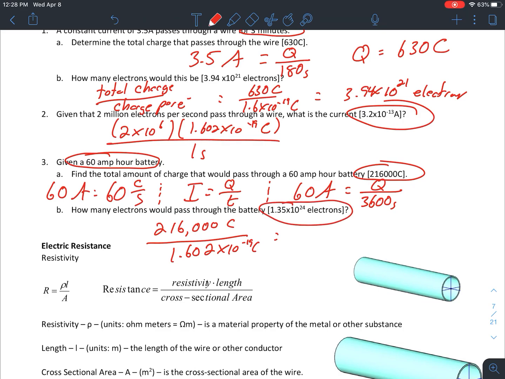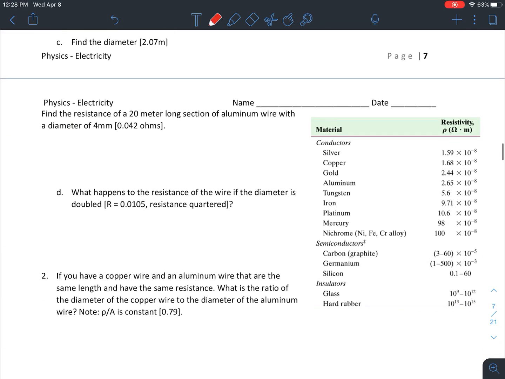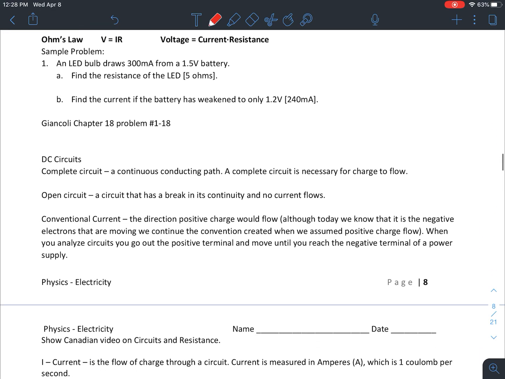And we would get a whole bunch of electrons. So we're going to skip the resistance part for now, just because it's a little bit difficult to go through in a video, and I want to have some time for a Q&A, if we could do that later on in upcoming weeks.